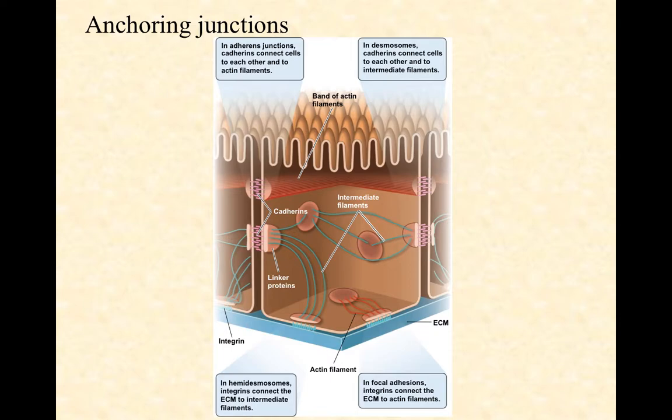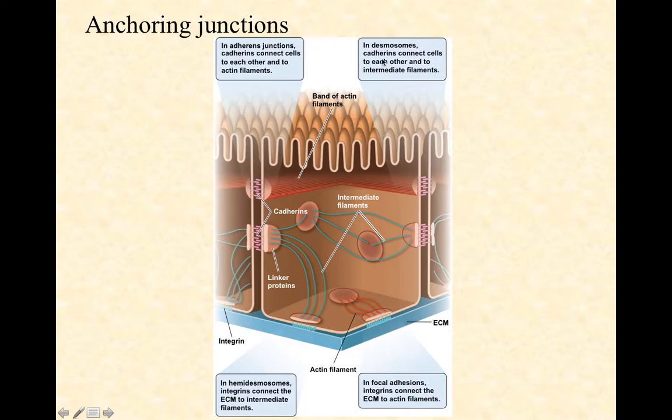If you've forgotten what the ECM is all about, go back to chapter 4 and read that section on the extracellular matrix. It's a topic that's going to come up often in this class and then later in advanced cell biology if you go on to take that class. So learn the terminology: adherens junctions, desmosomes, hemidesmosomes, and focal adhesions. And learn the different types of proteins that are involved.